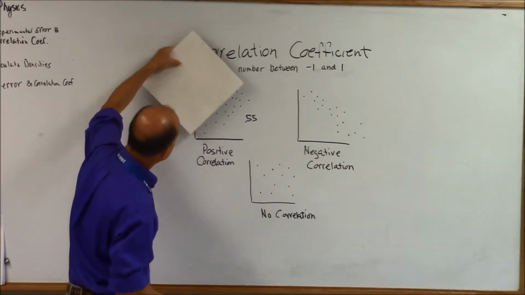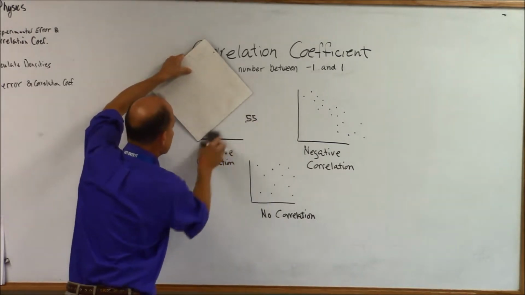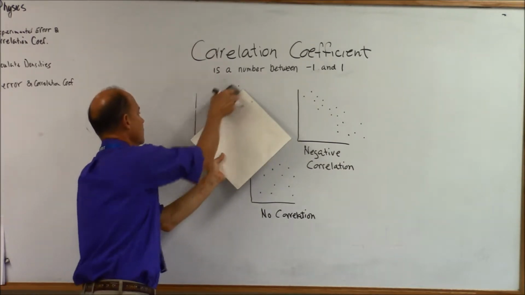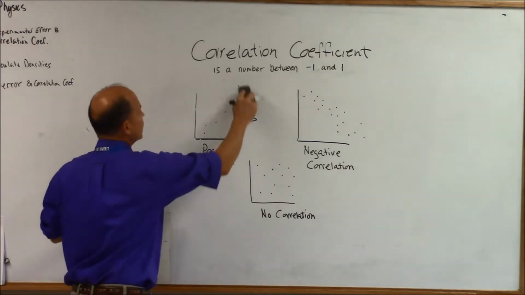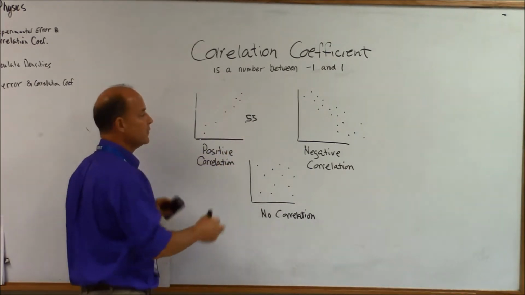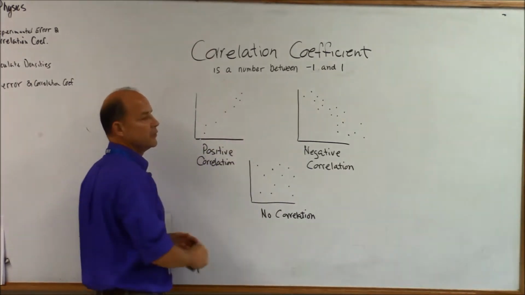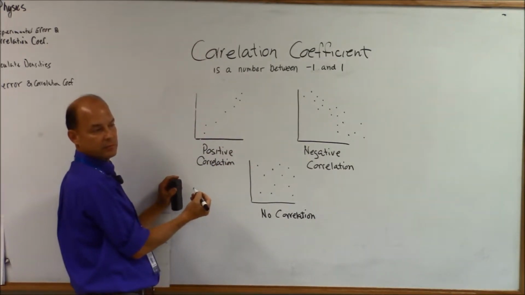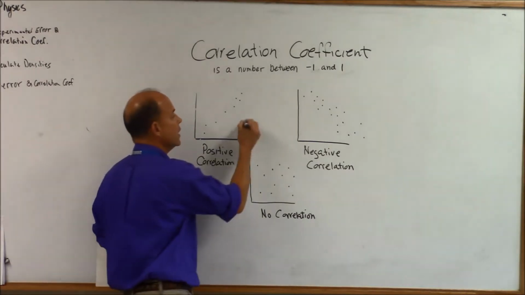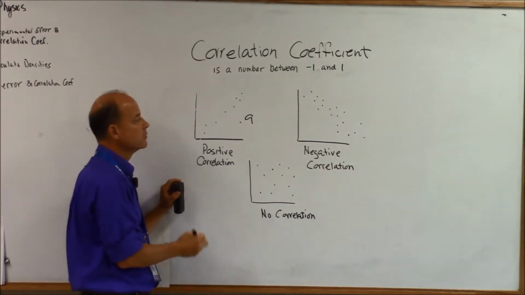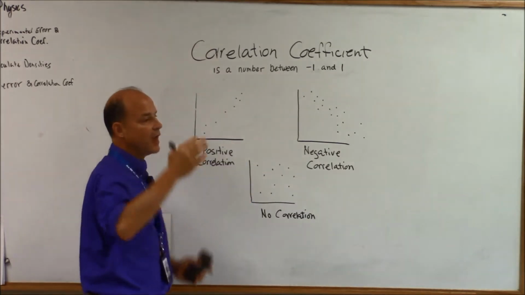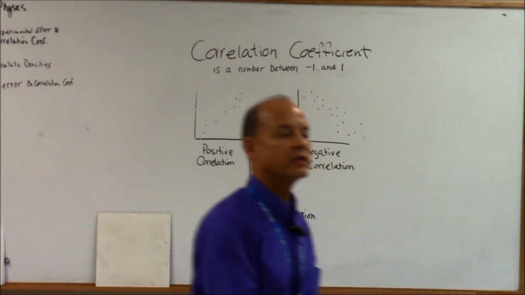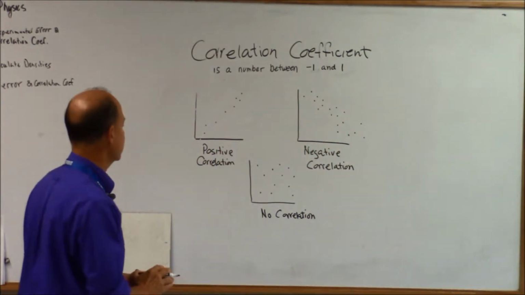Now, Logan. Okay. On a scale, there's an outlier. On a scale of 0 to 1, how well correlated is this data? 0.9. Okay, good. All right, so already you guys can qualitatively look at data and tell me about the correlation. And that's really all the correlation coefficient is doing for you.